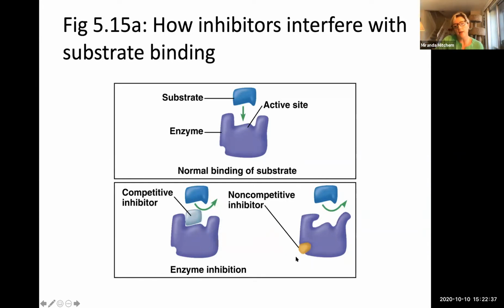The non-competitive inhibitor binds at a different location on the enzyme, outside of the active site, but it changes the shape of the active site. So even when the substrate is available, once the non-competitive inhibitor is interacting with the enzyme, it can't work. The shape does not match. So the chemical reaction is inhibited.